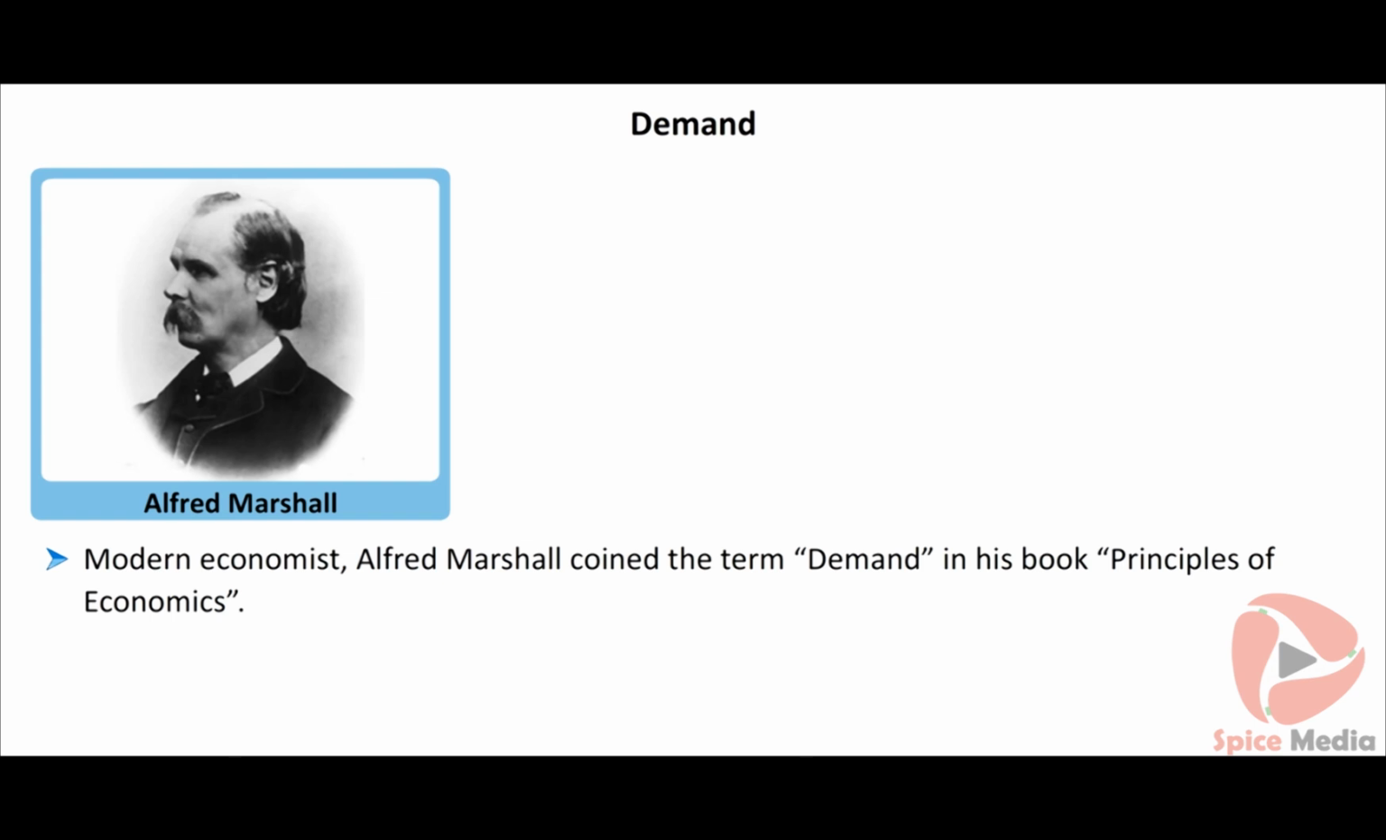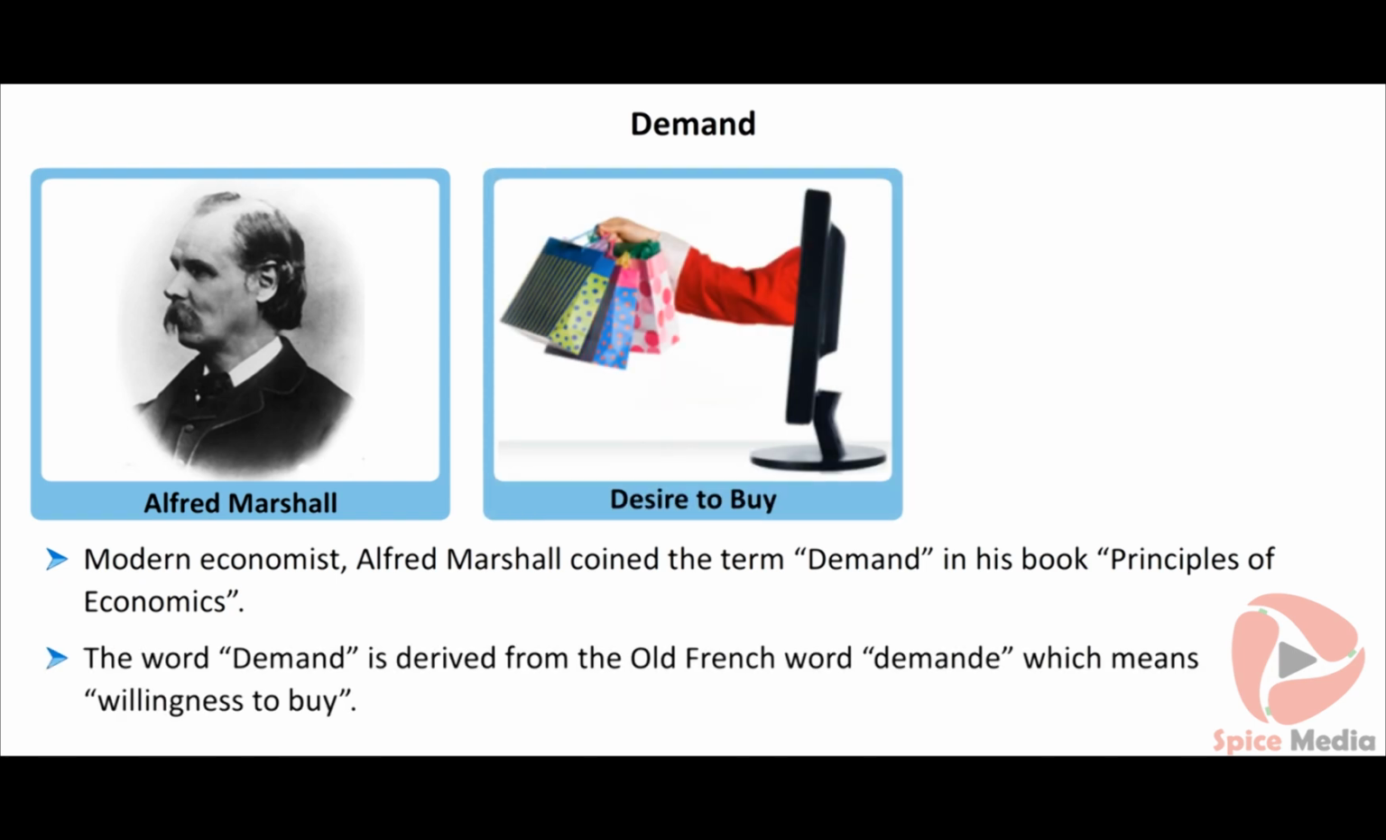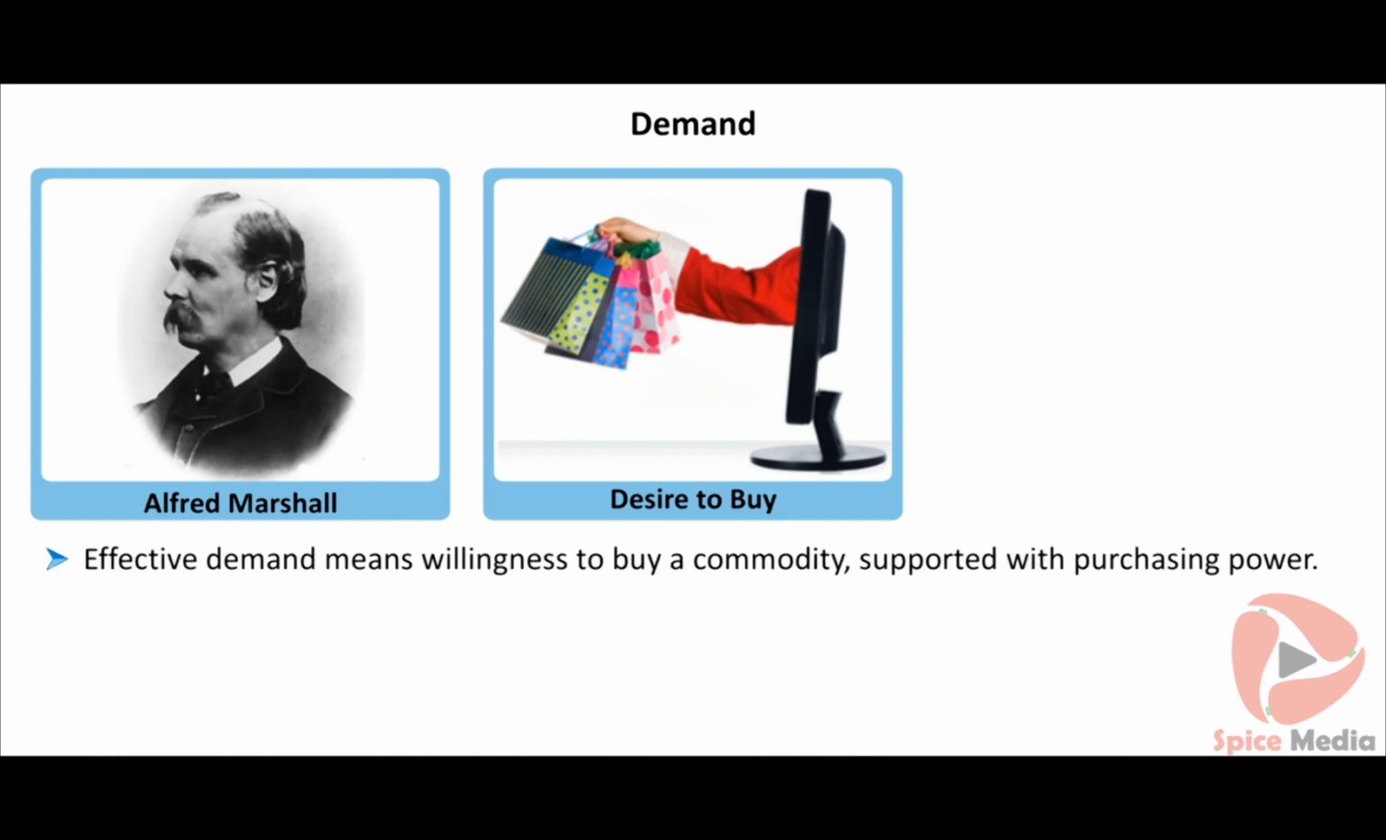Modern economist Alfred Marshall coined the term demand in his book Principles of Economics. The word demand is derived from the old French word demande, which means willingness to buy with purchasing power to satisfy the wants. Effective demand means willingness to buy a commodity supported with purchasing power.